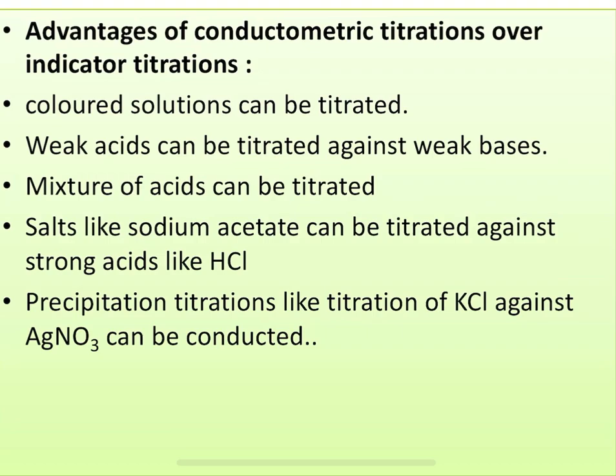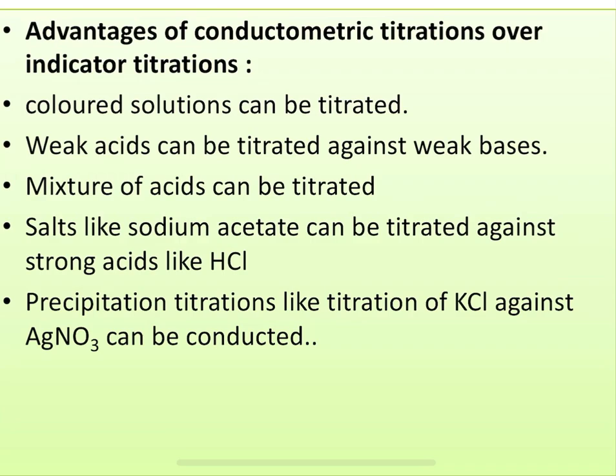Next, let us move on to the advantages of conductometric titrations over indicator titrations. Conductometric titrations can be employed for titrating colored solutions since no indicator is necessary. Compared to the conventional method, why do we use conductometric titration? What advantages does it have? We have to understand that first. Suppose you are titrating a colored solution and have no chance of using an indicator, then how are you going to find the end point or equivalence point? It is very difficult, right?